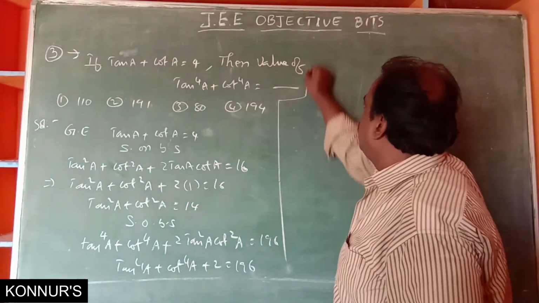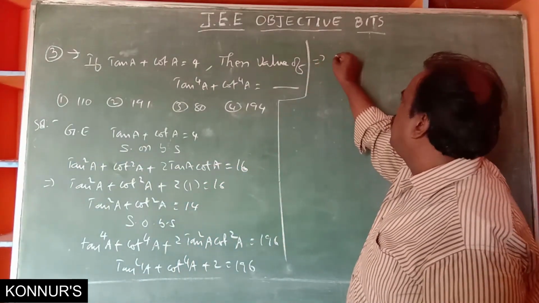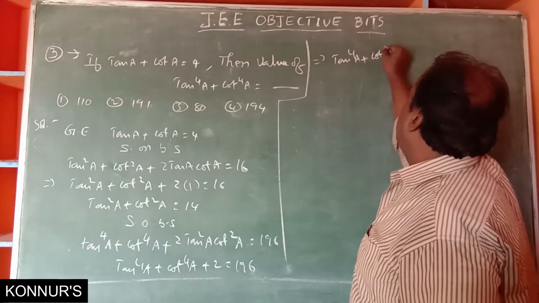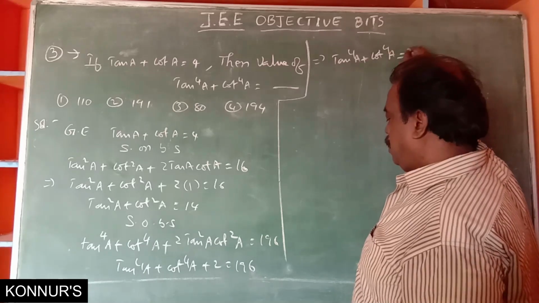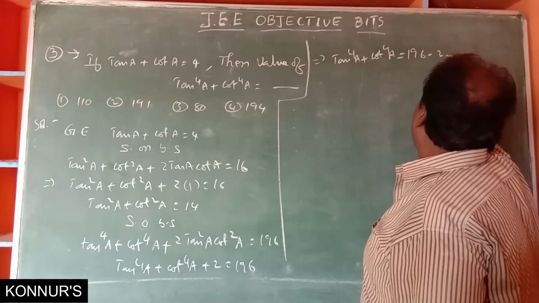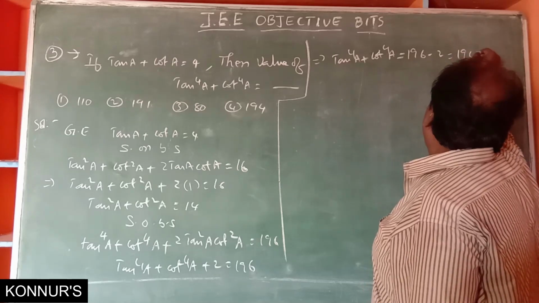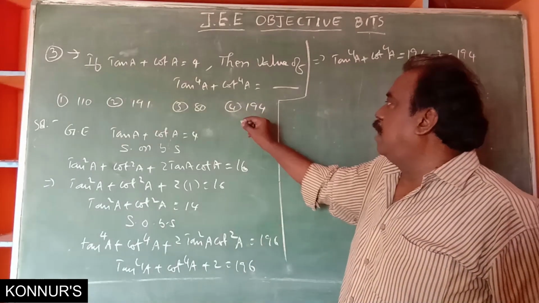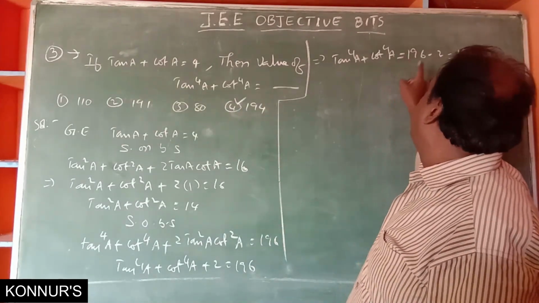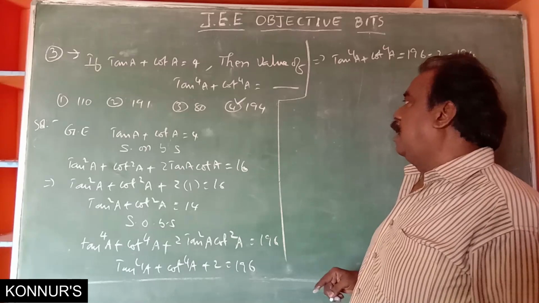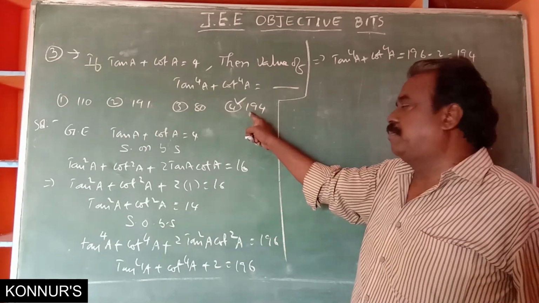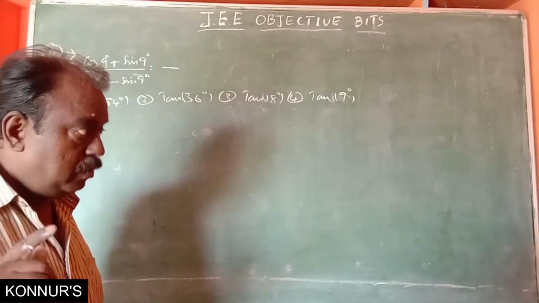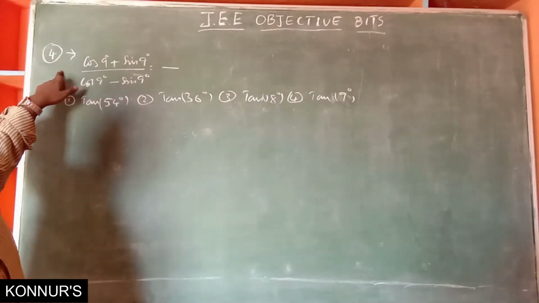I'll come to this side. It is tan power 4A plus cot power 4A is equal to 196 minus 2, which is 194. So its value is 194. The value of the required expression is the fourth option. Okay? Is it clear? Next, the fourth problem.